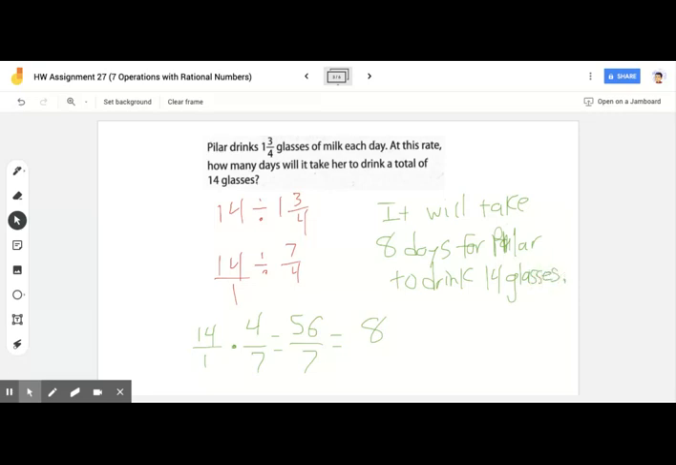We know it's got to be something less than 14 because she's drinking 1 3/4 glasses per day, almost 2 glasses a day. And a little less than 2 glasses a day is going to end up bringing us to 8 days in total.